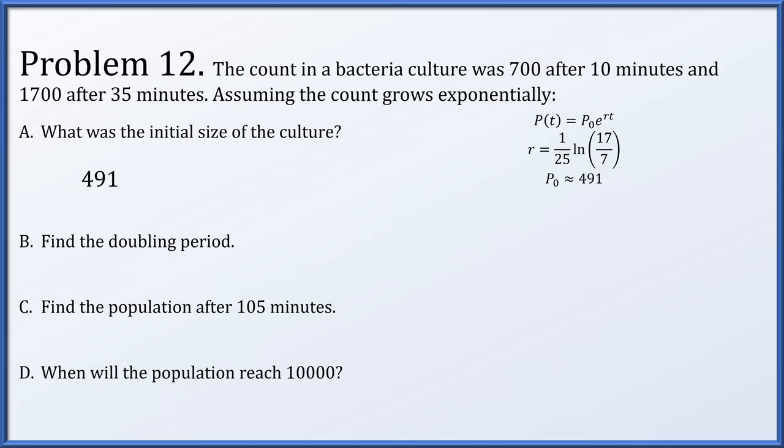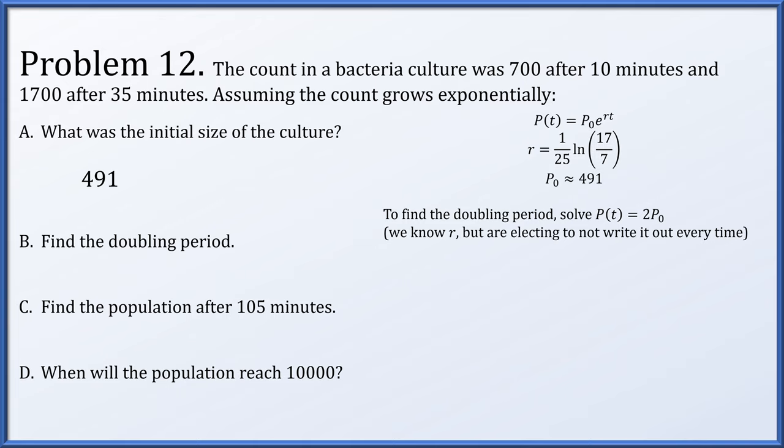Next, we're going to take our initial population and try to find the doubling period. So we're going to solve at what time is the population exactly twice the population we started with. So we happen to know r, but we're not going to write it out every time. Okay, r is exactly 1 over 25 times the natural log of 17 over 7, but as we do our work, I'm just going to keep writing r until the end so that I don't have to write as much. So we're looking for the population at time t on the right to be exactly twice the initial population there on the left. The p-naughts actually cancel, and we just need to solve this for t.